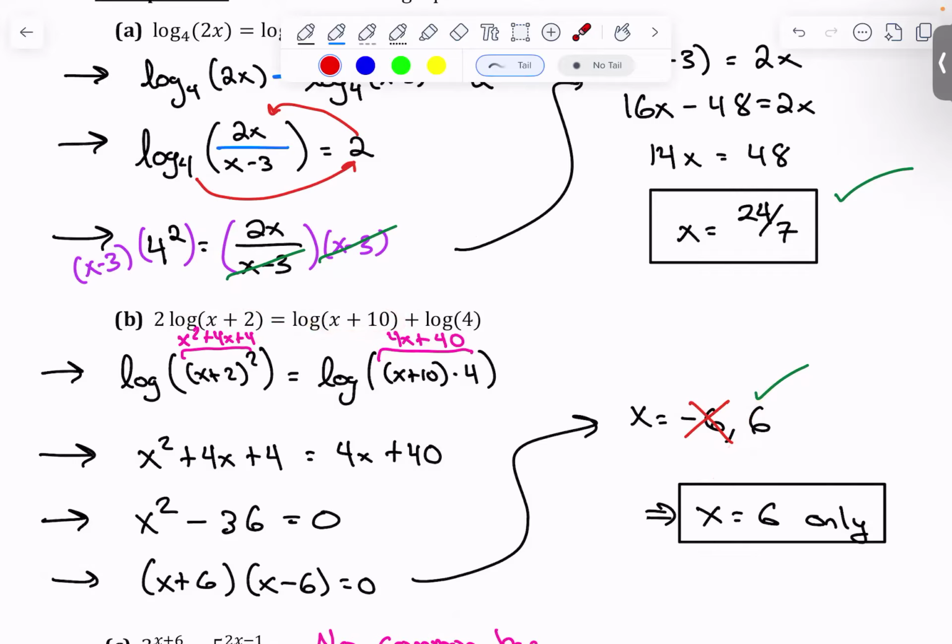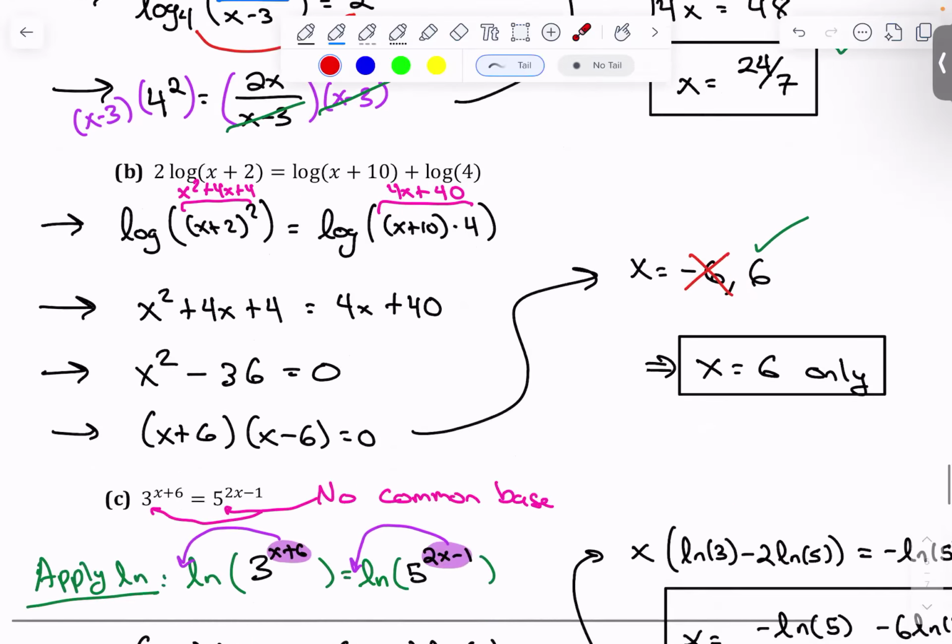Which once again, you can just box your answer here if you'd like. That's fine too, as long as you've crossed out the wrong answer, the extraneous solution.